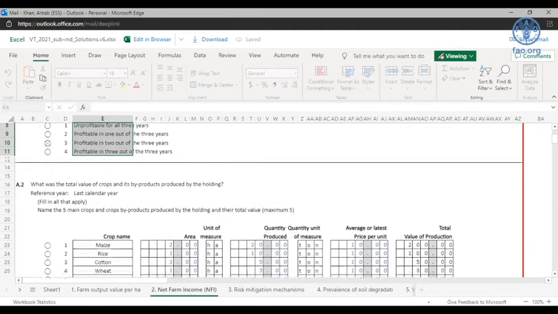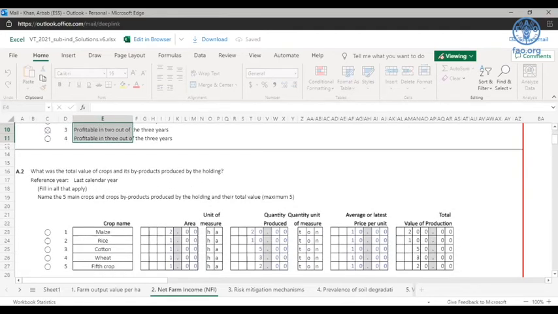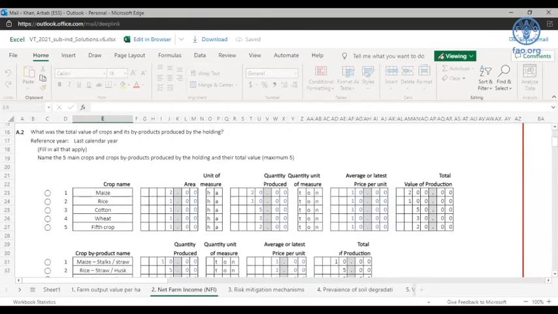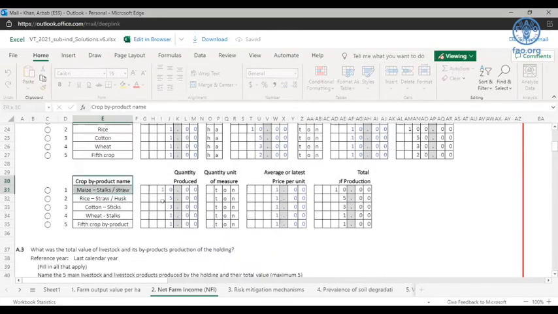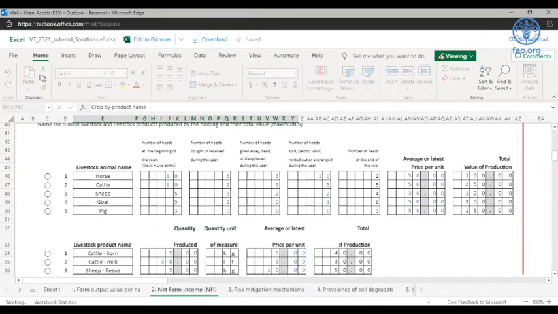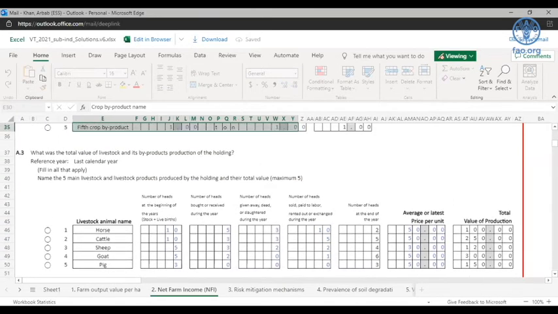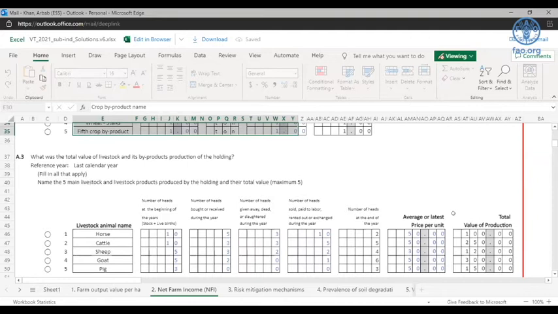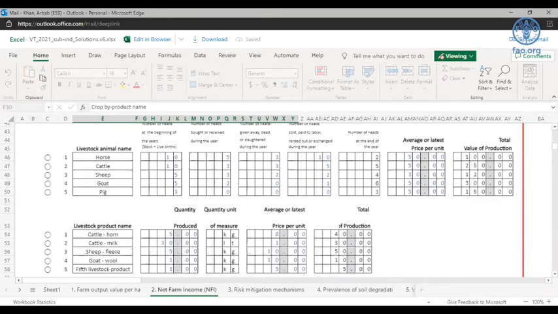Now, for the more sophisticated approach, as I explained to you earlier yesterday, what we need information on is the value of output, for which we need physical quantities as well as the average or latest price, so that we calculate the total value of production for the crops, for the byproducts of the crops, the same approach. For the livestock as well, the total physical output as well as the average or the latest prices.